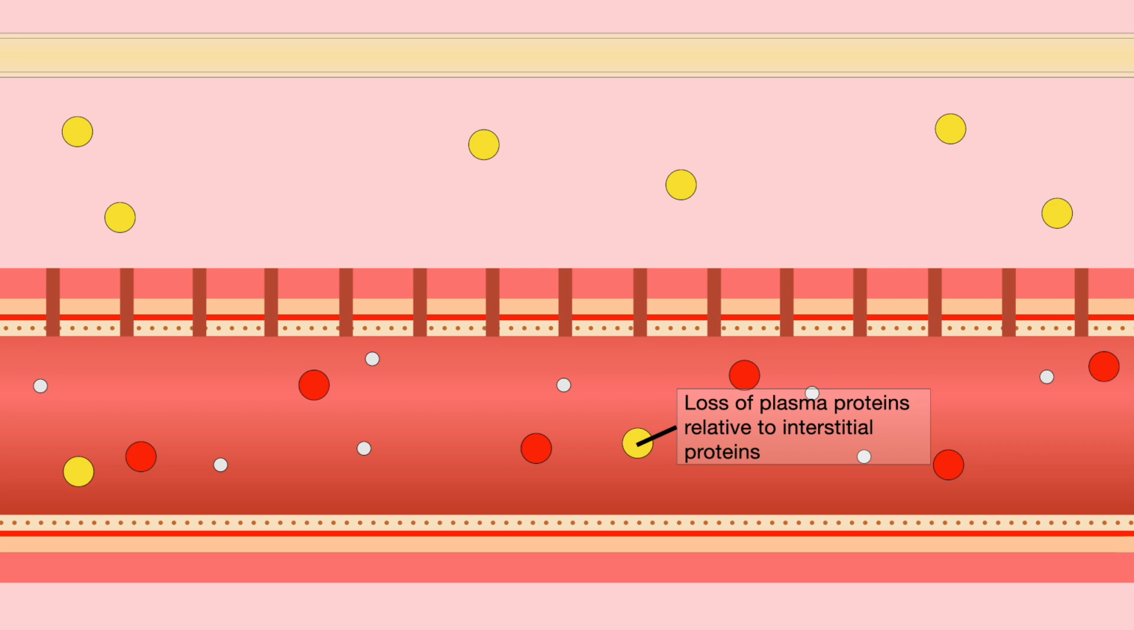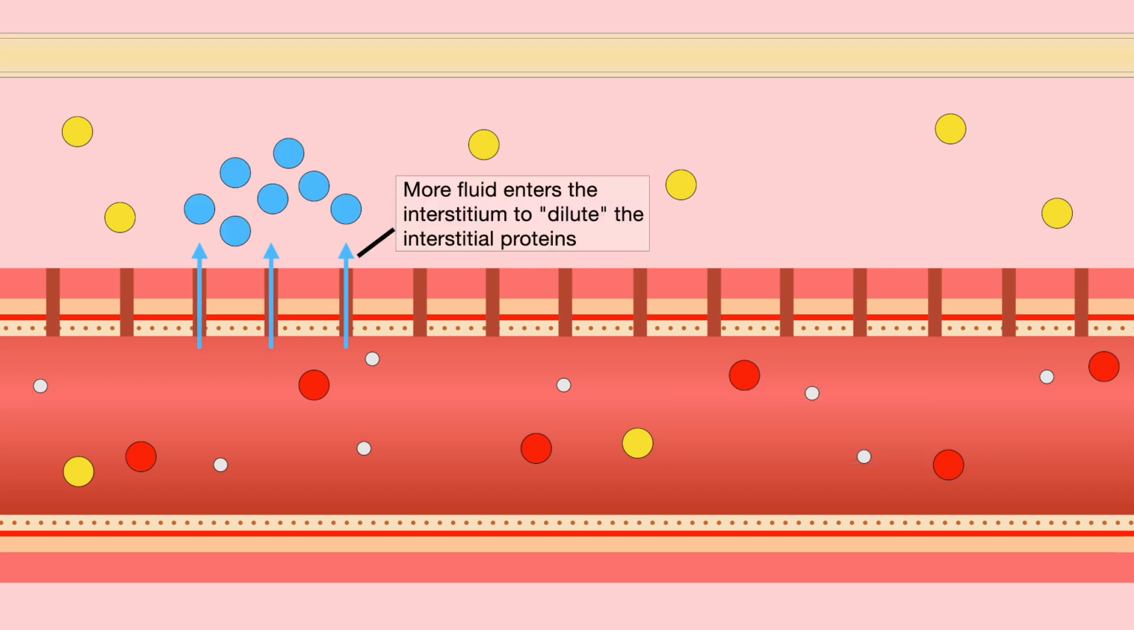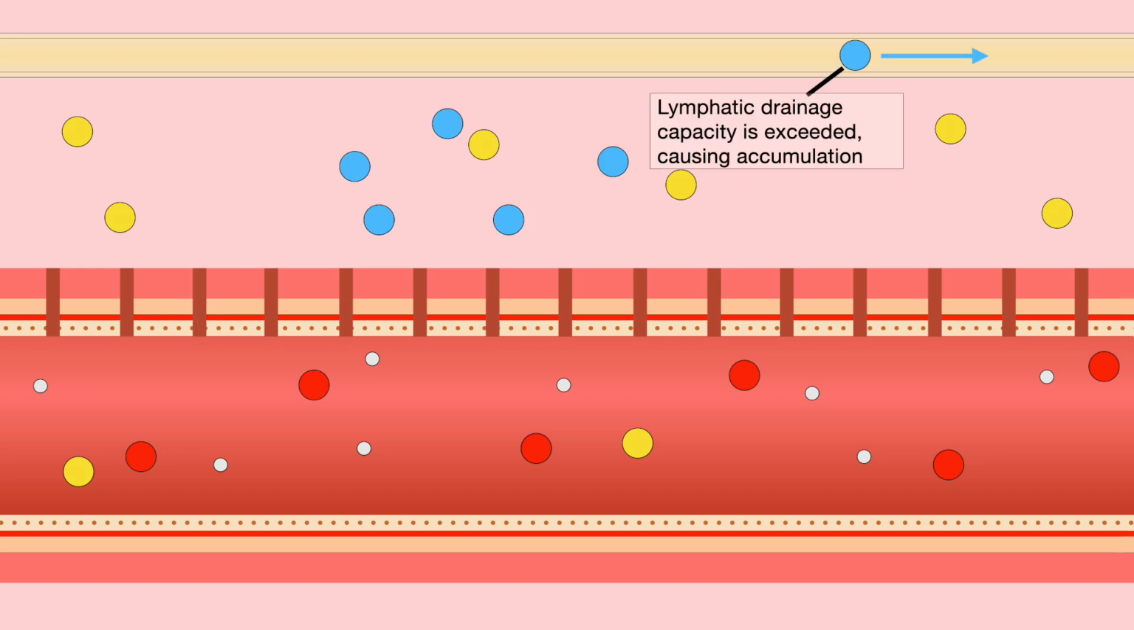As mentioned, this condition results from lower plasma proteins within the vasculature, which is then going to trigger more fluid to enter the interstitium to try and dilute out the interstitial proteins that can't move back and forth across the vessel wall. Since lymphatic drainage capacity is exceeded, this again is going to result in fluid accumulation and thus edema.